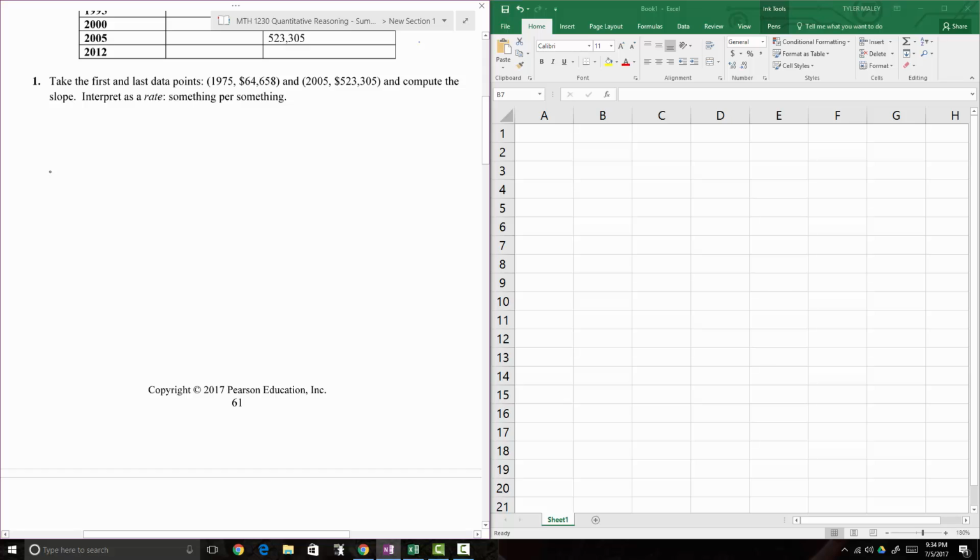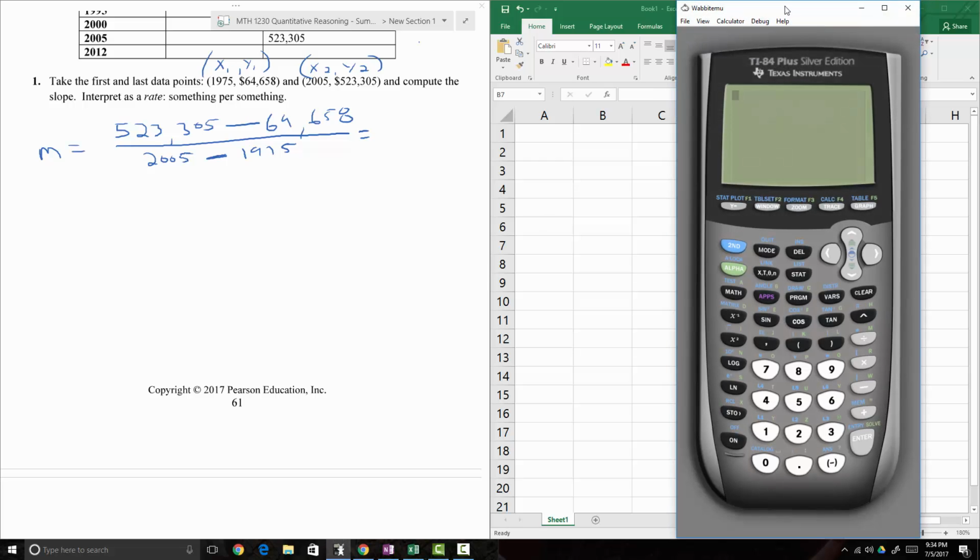So we want to interpret it in some rate form. All right, so to find the slope, we would take y2, 523,305, minus y1, which would be 64,658. So I'm thinking of this as x1, y1, and this as x2, y2, and just plugging into that formula. Then this would be over 2005 minus 1975. So you can plug this into your calculator and simplify.